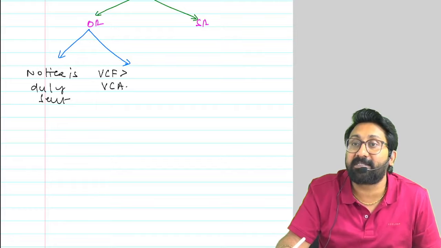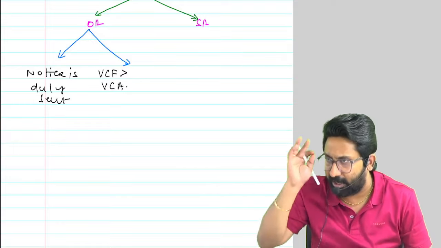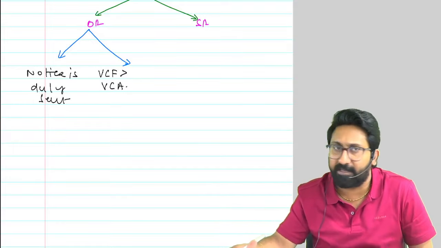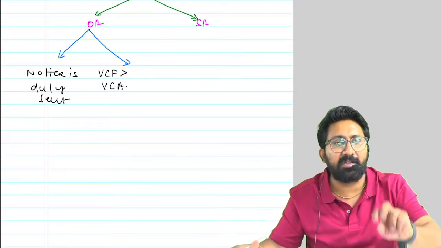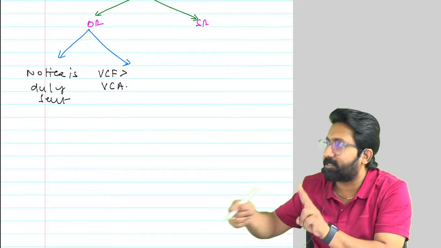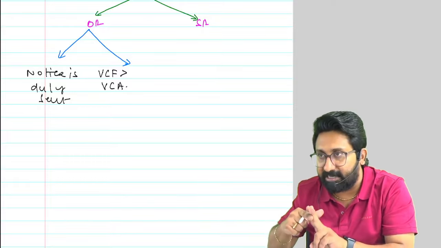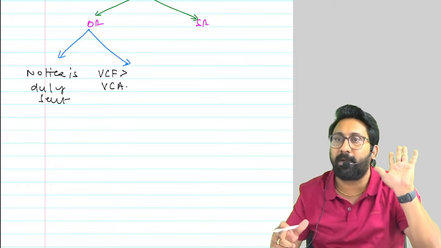Generally, when a person asks what is an ordinary resolution, people say more than 50%. That is a wrong answer. If you write like that, they don't give marks. In the exam, you should write 2 points. Notice must be duly sent. Votes cast in favor should be more than votes cast against the resolution. If you write these two, they will give the 2 marks.